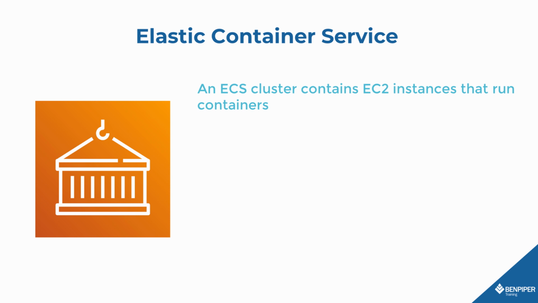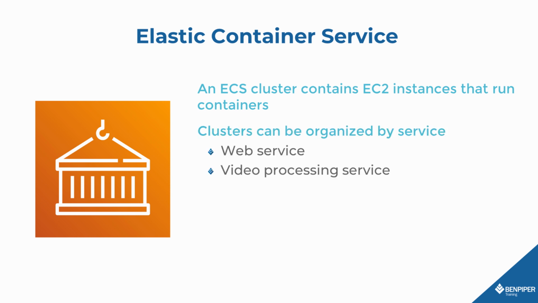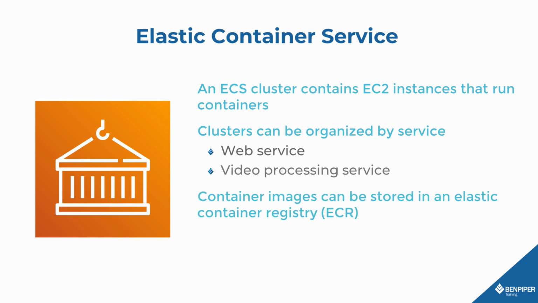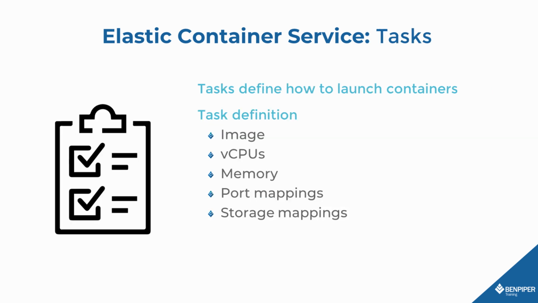In ECS, you place your instances in a cluster according to service. So you'd have one cluster with your EC2 instances running the web service and another cluster with the instances running the video processing service. AWS can store your Docker images in an Elastic Container Registry, or ECR, repository. To launch your containers, you create a task definition which defines everything the container needs to run. The Docker image, CPU and memory allocations, network configuration, storage, and so on.